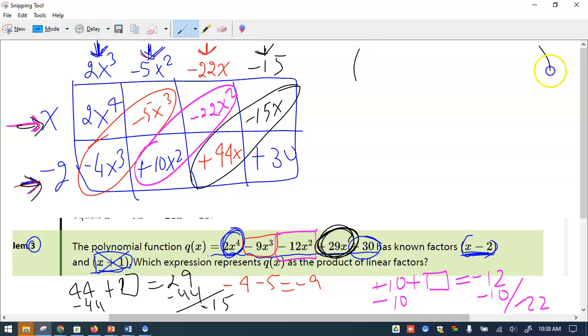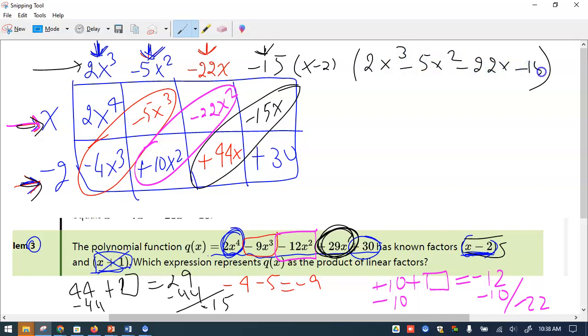So all we got is another polynomial, one factor. This is x minus 2, and now we got this whole thing: 2x cubed minus 5x squared minus 22x minus 15. Now we're going to use the second one, x plus 1, and we're going to use this. What multiplies this one? So this is already done. We took care of this. So this is already done.